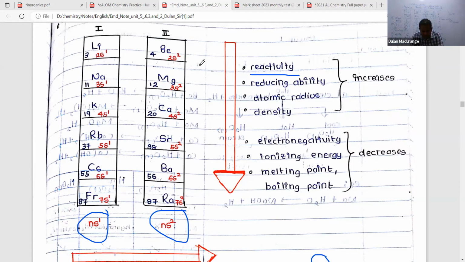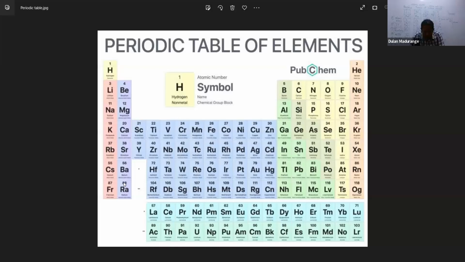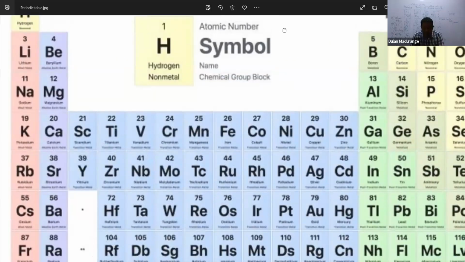Why do radium and francium have the same atomic number? The atomic number is not the same. Francium is 87, radium is 88. This is a real periodic table, so you can see that. So then make it 88.